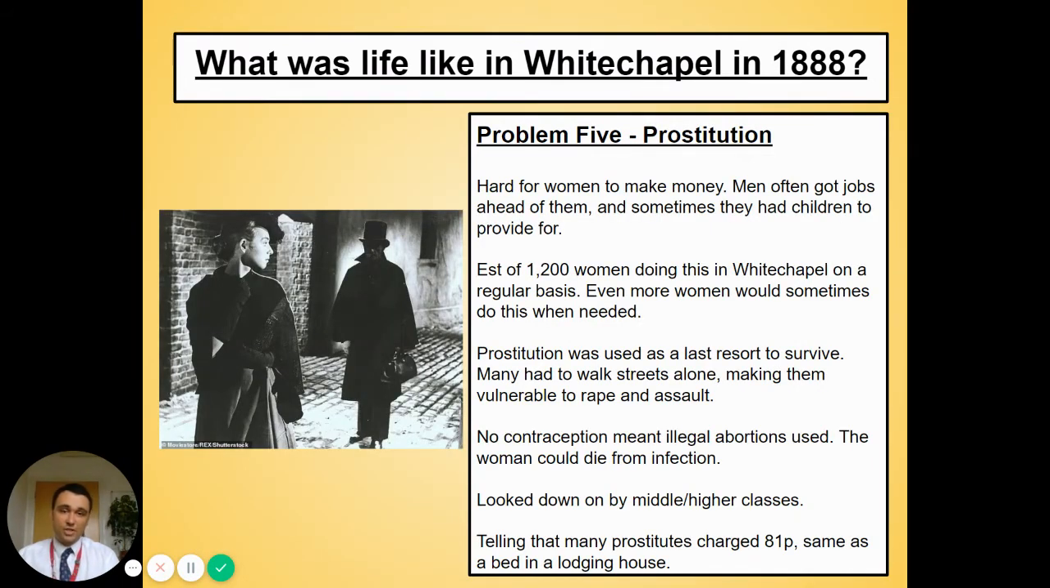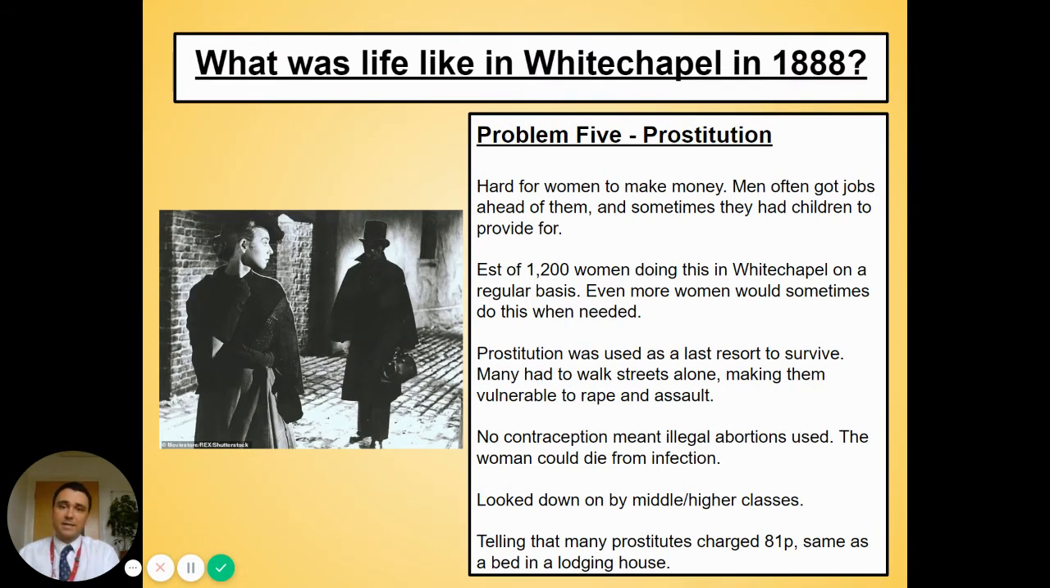Problem 5, prostitution. Now, I said earlier that men found it a little bit easier to get jobs than women, especially with labour work. It was hard for women. Men often got the jobs ahead of them, and sometimes women had children they had to provide for as well. And they needed a source of income. They didn't want to go to the workhouses. They wanted to keep their independence. And so that meant sometimes women would turn to prostitution in order to make money to survive.